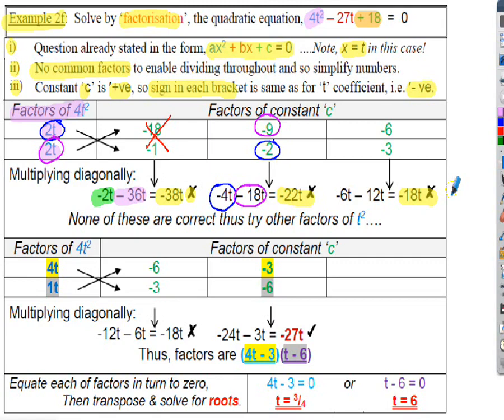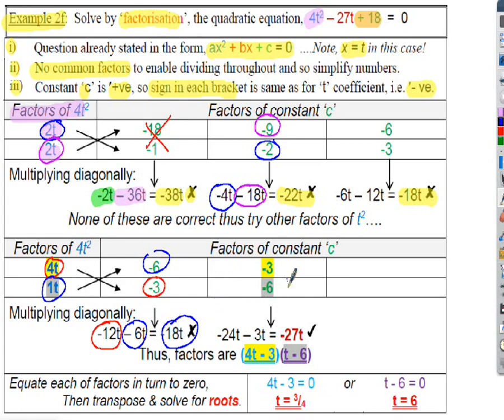And that's because the 2t and the 2t are not the factors I'm looking for the 4t squared term. I'm actually looking for factors of the 4t squared term to be 4t and 1t. So now using 4t and 1t, I'm going to try factors of the positive 18, first of all to be the negative 6 and negative 3, that multiplies together to give me positive 18. So cross multiplying, 4t multiplied by negative 3 is negative 12t, and 1t multiplied by negative 6 is negative 6t. Add them up, I get negative 18t, but that's not what I'm looking for because I want negative 27t.